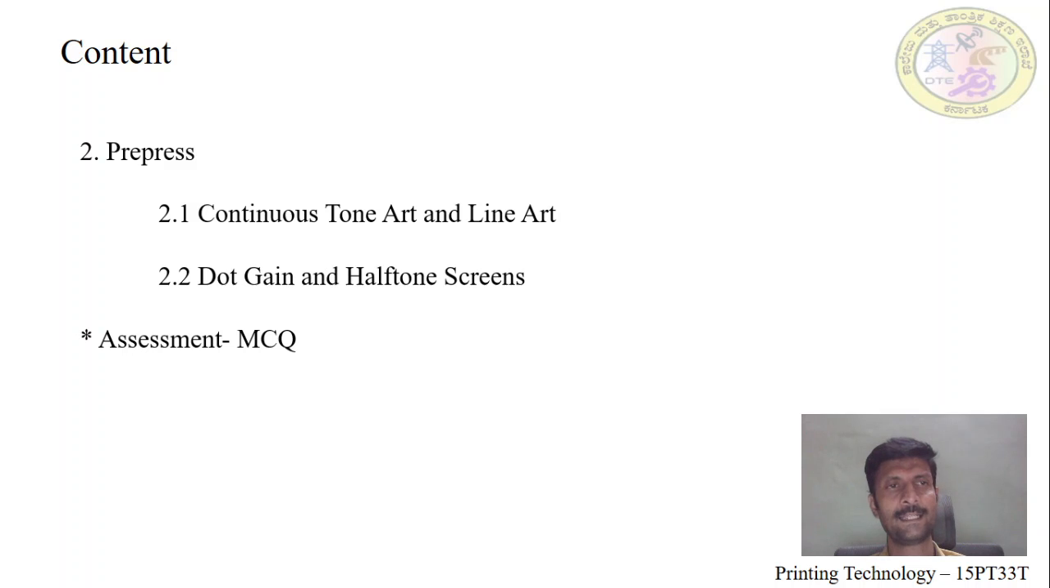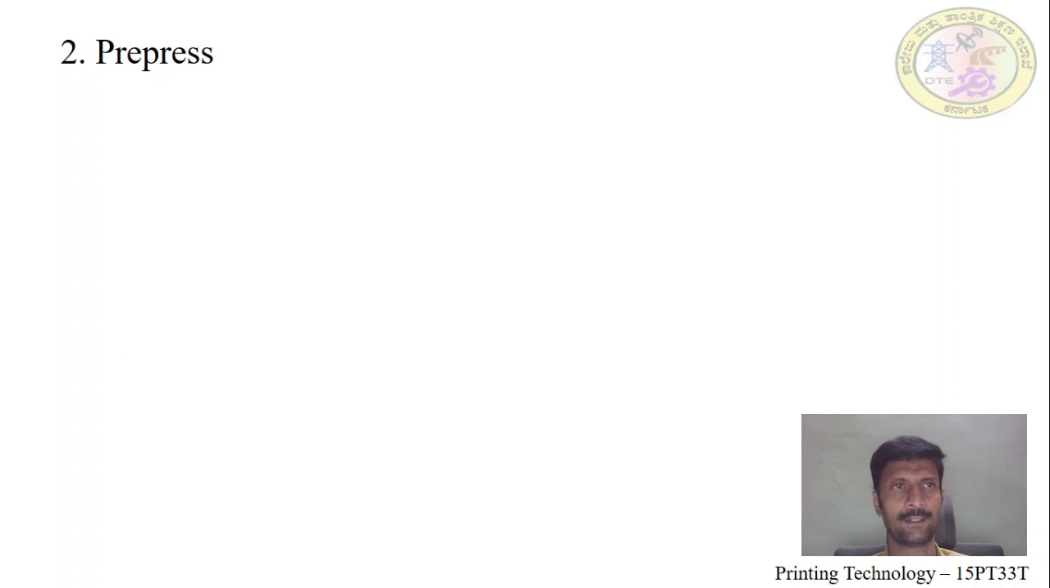First, we will see the prepress terms, then continuous tone art and line art, then dot gain and halftone screens. Now we will understand the concept one by one.